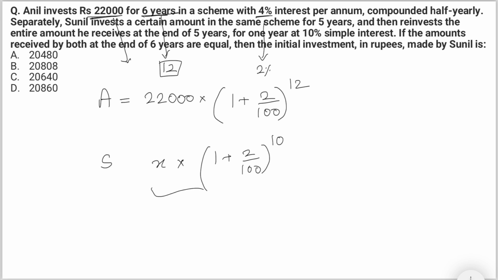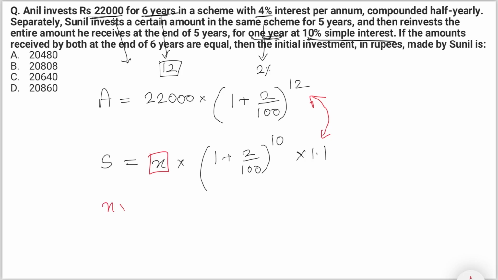And now this entire amount, Sunil is investing for 1 year at 10% simple interest. So this entire amount will increase by 10%, or this entire amount simply gets multiplied by 1.1. And now as per the question, these two amounts are the same. So let's equate the two. We'll get the value of X that is required here.